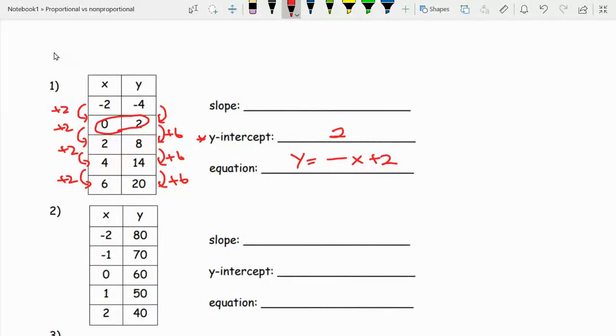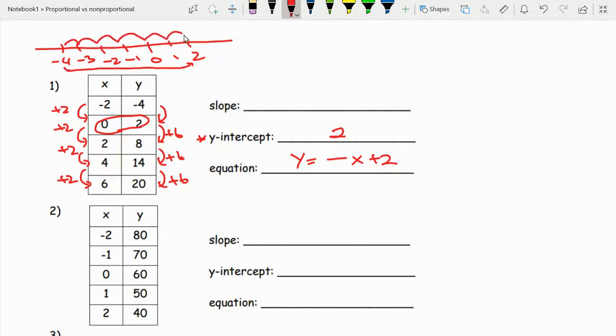Negative 4 becomes 2. Let's find that out. That's actually adding 6. So negative 4, negative 3, negative 2, negative 1, 0, 1, 2. So negative 4 becomes 2. And what am I doing? 1, 2, 3, 4, 5, 6. So I'm adding 6. Right, so my slope is rise over run, y over x. y has been changing positive 6 as x was changing positive 2. So this is 6 over 2.